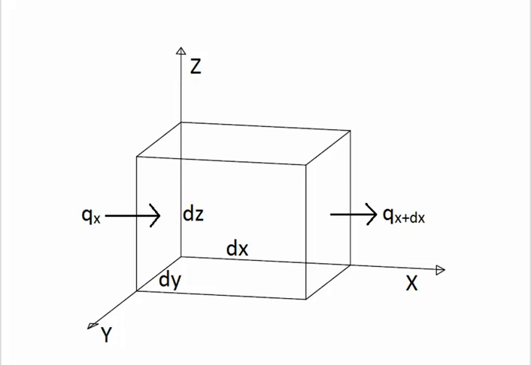Similarly, in the y direction we have qy, which rejects the heat qy plus dy. In a similar way, we have qz, which enters the cuboid and leaves with the heat qz plus dz.